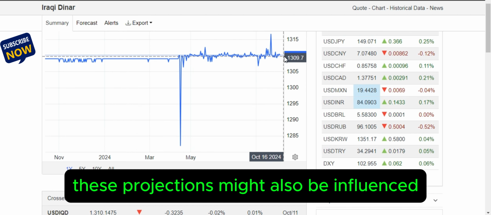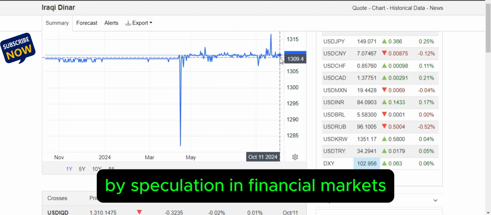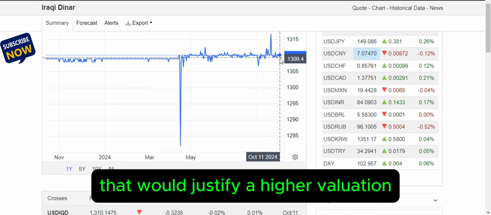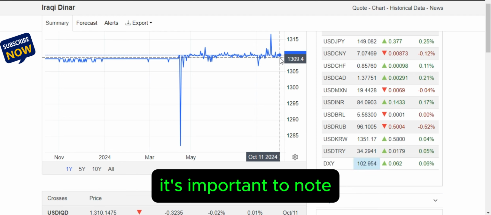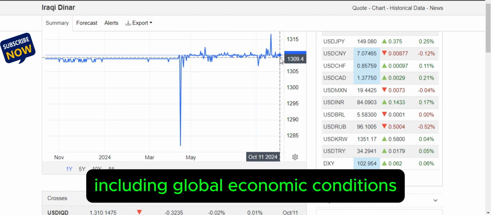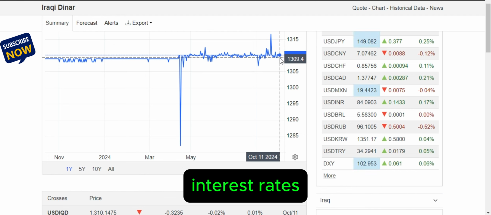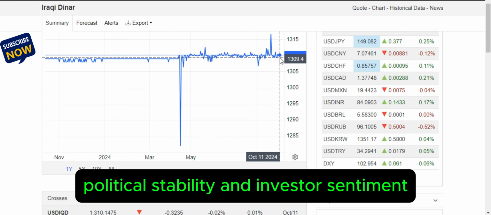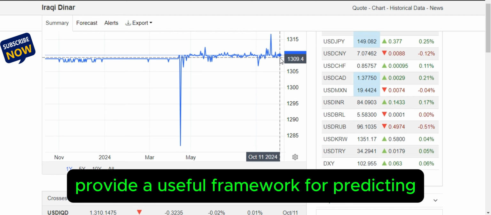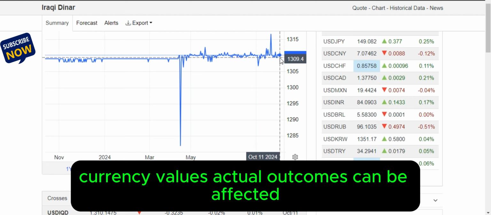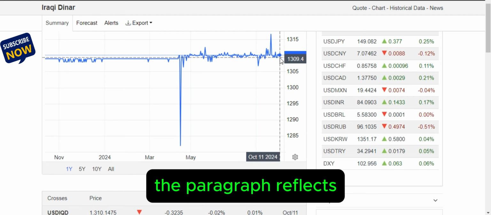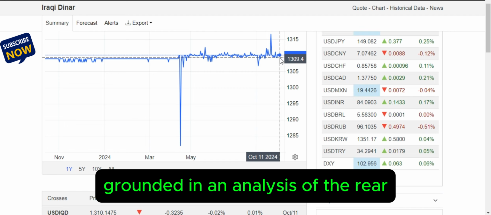These projections might also be influenced by speculation in financial markets, where investors may be anticipating positive developments that would justify a higher valuation. It's important to note that currency markets are influenced by a wide range of factors, including global economic conditions, interest rates, political stability, and investor sentiment. As such, while economic models like the REER provide a useful framework for predicting currency values, actual outcomes can be affected by unpredictable events.